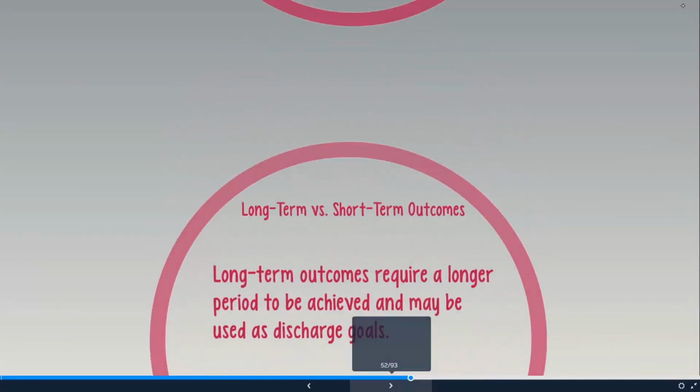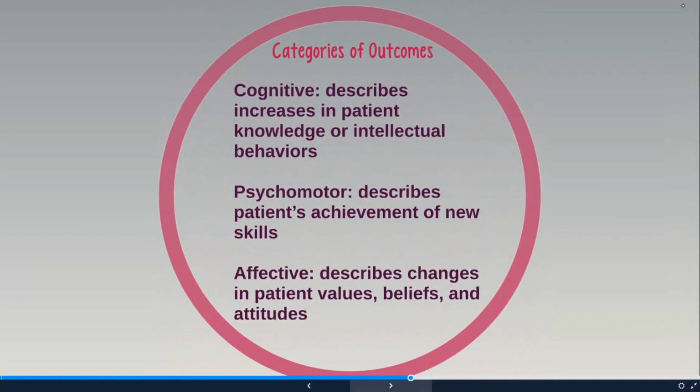And we'll talk about how to write goals. We can't write them until we know how to write them. Categories of outcomes. There are three categories of outcomes. We have cognitive, which describes an increase in patients' knowledge or intellectual behaviors. Psychomotor describes patients' achievement of new skills. And I want to emphasize new skills, because sometimes students get confused about that. If they're just doing a skill, it's not necessarily psychomotor. A lot of times doing a skill can fall under cognitive if it's a skill they already knew how to do, but if it's a psychomotor type of outcome, it means that they have a new skill.